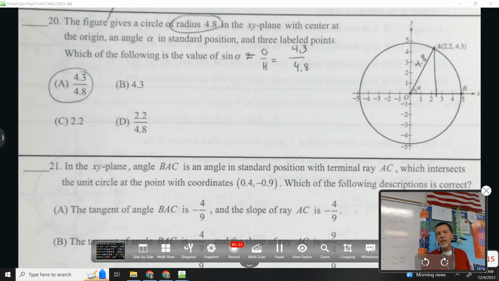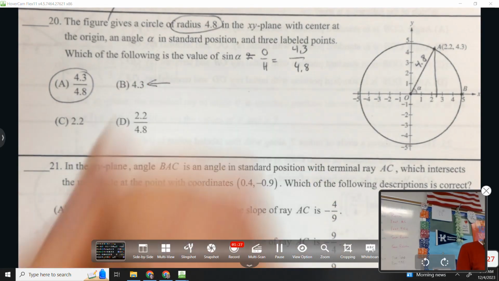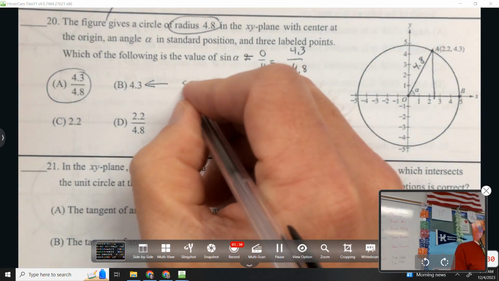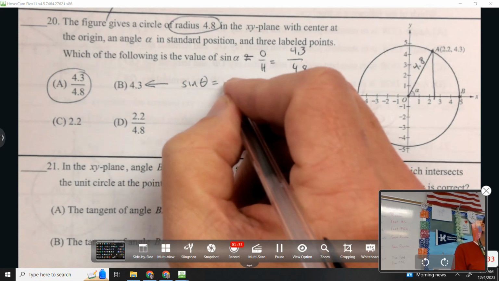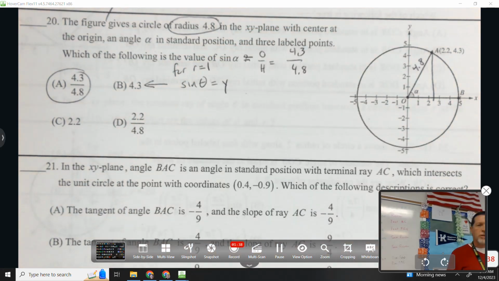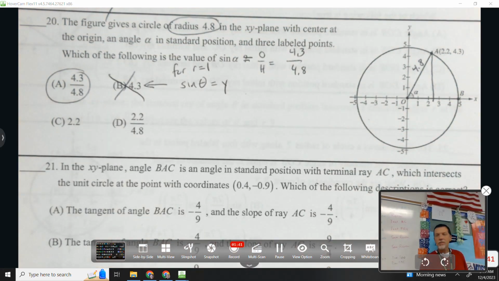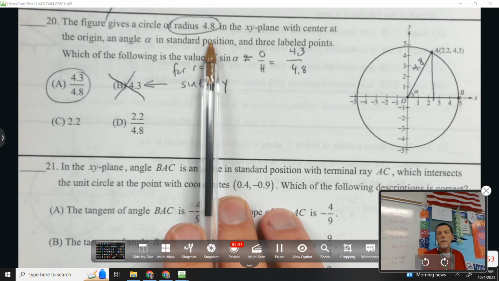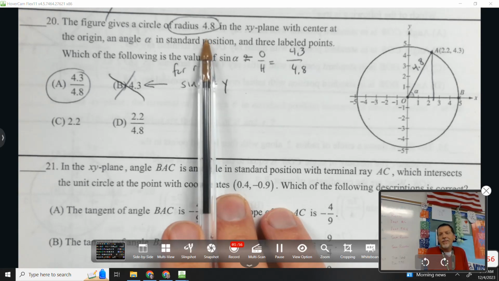I think the trick is that for the unit circle, the sine is the y coordinate. But that's because the radius is 1. So I think they're trying to trick you into picking 4.3 because we like to say that the sine of theta is the y coordinate, but that's only for the unit circle. Only for r equals 1. Do we have to do Pythagorean theorem? Well, you don't have to, because they told you what the radius is.